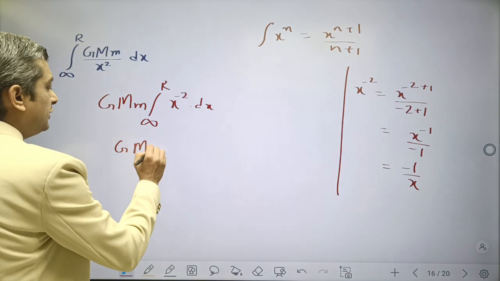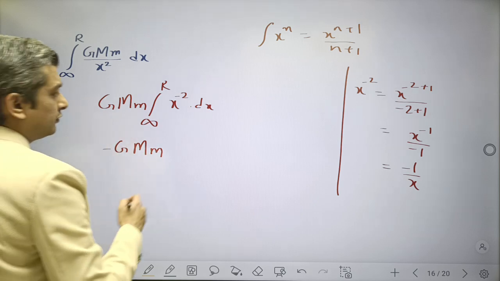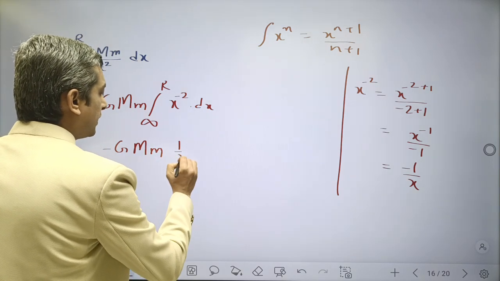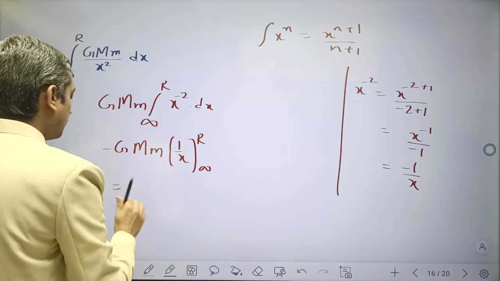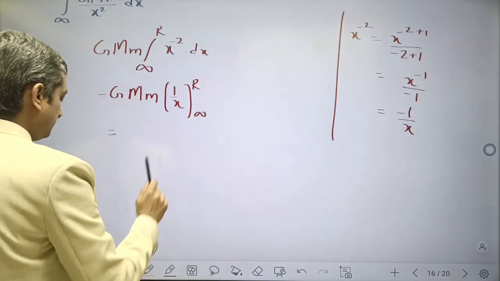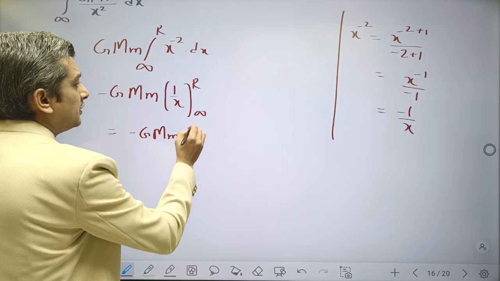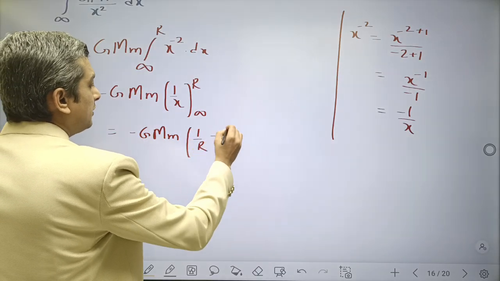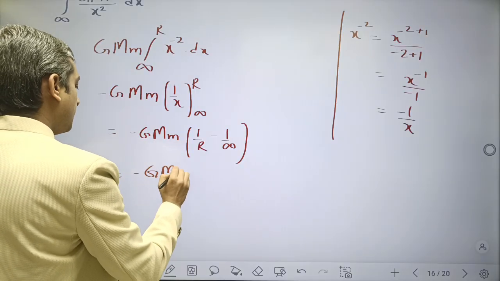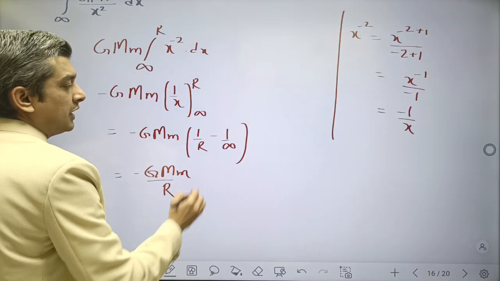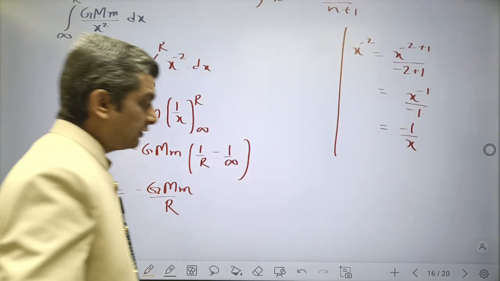So GMm into minus 1 by x, so I put the minus sign before GMm, and here it is 1 by x, limit is from infinity to r. On further solving we get minus of GMm, so this will be minus 1 by r minus 1 by infinity. So this will be minus GMm by r, and 1 by infinity is nothing but 0. So this is the solution, isn't it?